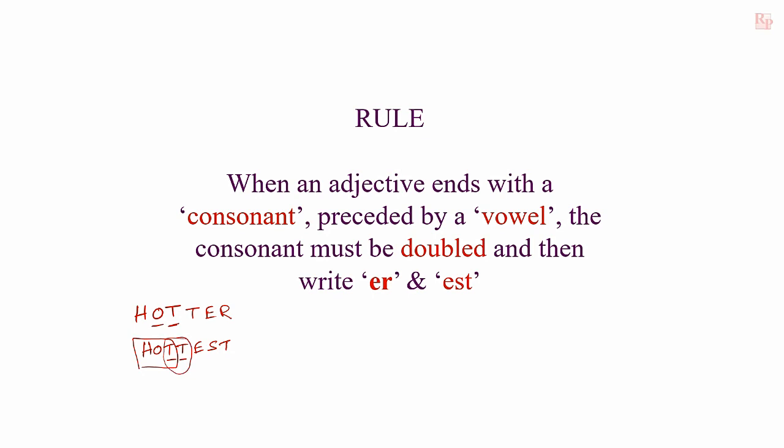Look at another word, slim, S-L-I-M. To write it in the comparative form, you have to double the last consonant of the word, that is M, and it is preceded by a vowel I. S-L-I, I is a vowel and M is there. You have to double this M and then write ER. In the same way, you can write the superlative form of this adjective, that is S-L-I-M-M-E-S-T, slimmest.